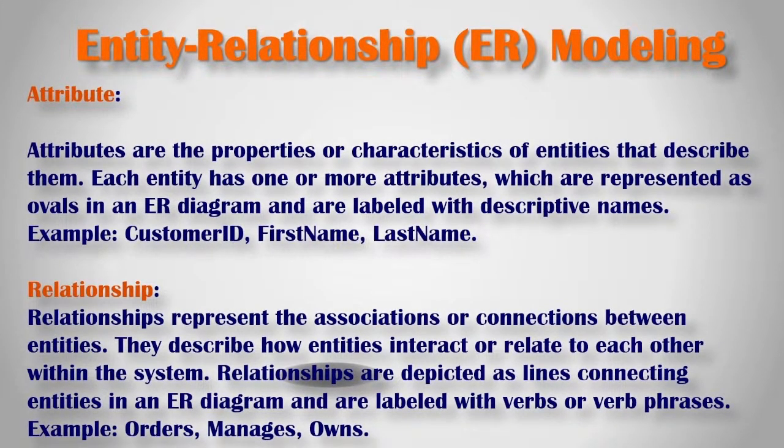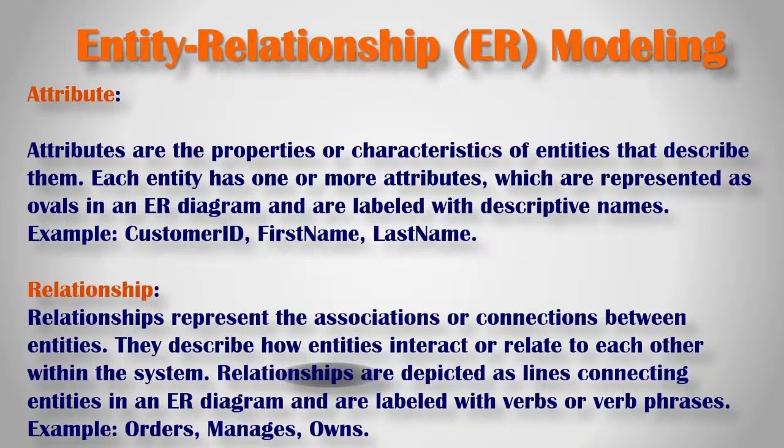Attribute. Attributes are the properties or characteristics of entities that describe them. Each entity has one or more attributes, which are represented as ovals in an ER diagram and are labeled with descriptive names. Example: customer ID, first name, last name.